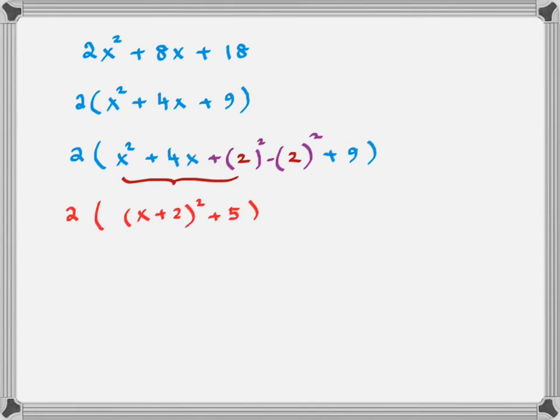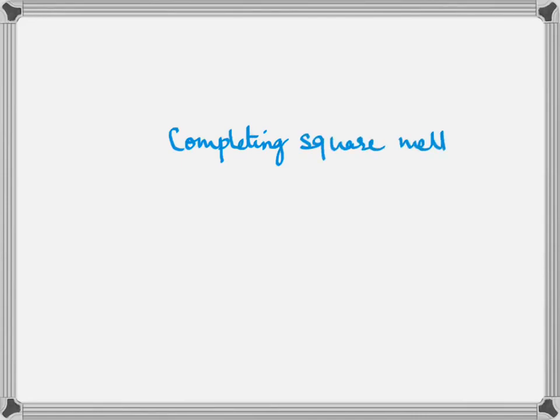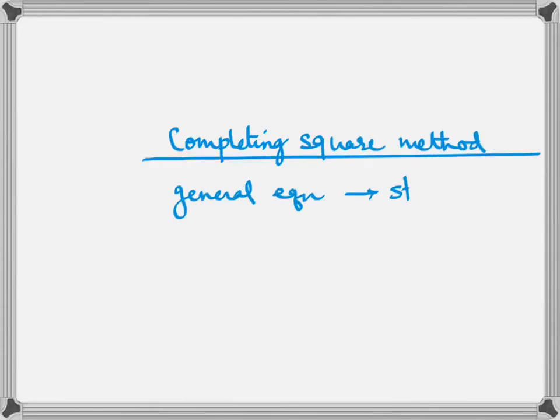Now remember, there is a constant on the outside. The constant not only would multiply with the first bracket, it will also multiply with the constant. So therefore you would get this expression, and again it's in the completed square form. Now we are basically changing a general quadratic equation, ax squared plus bx plus c, into the standard form.